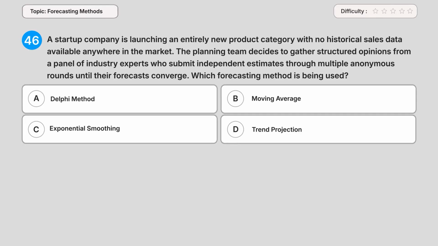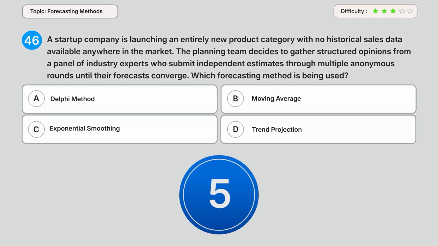46. A startup company is launching an entirely new product category with no historical sales data available anywhere in the market. The planning team decides to gather structured opinions from a panel of industry experts who submit independent estimates through multiple anonymous rounds until their forecasts converge. Which forecasting method is being used? A. Delphi method. B. Moving average. C. Exponential smoothing. D. Trend projection. Do you know the answer?